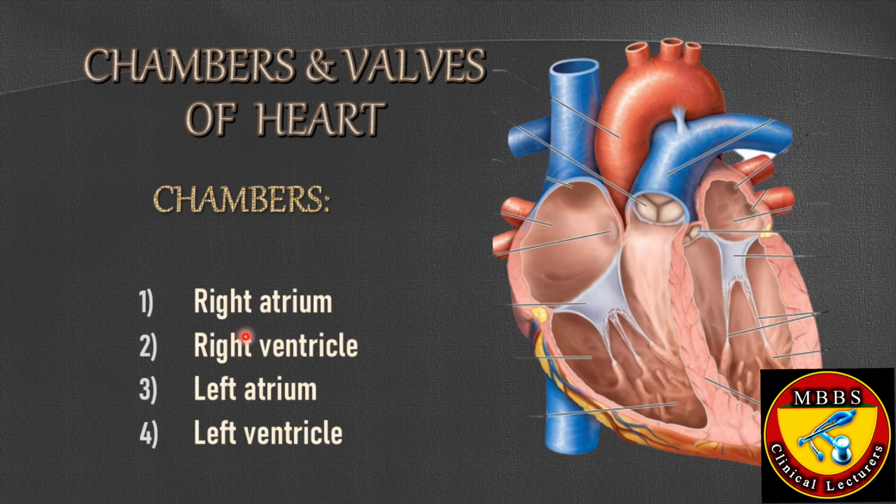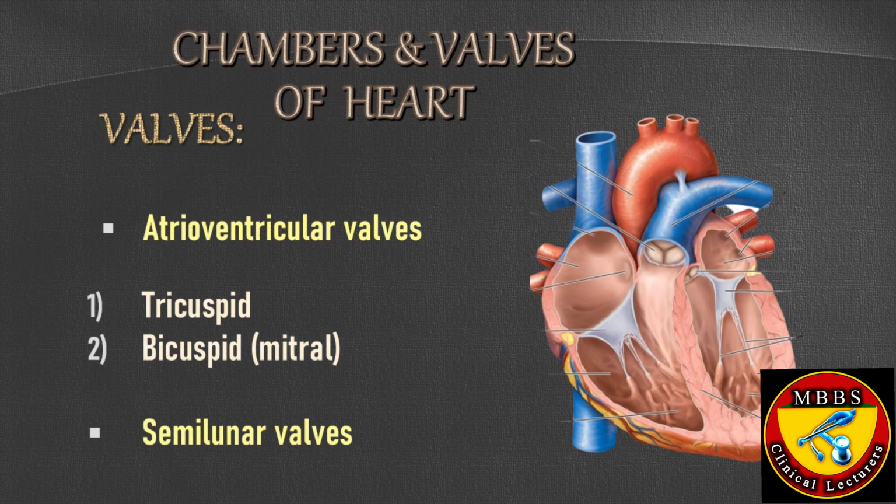So the chambers are the right atrium, right ventricle, left atrium, and left ventricle. Valves: there are 2 types of valves, the atrioventricular valves and the semilunar valves. The atrioventricular valves are the tricuspid and bicuspid. The tricuspid valve is the right AV valve. The bicuspid valve is the left AV valve.